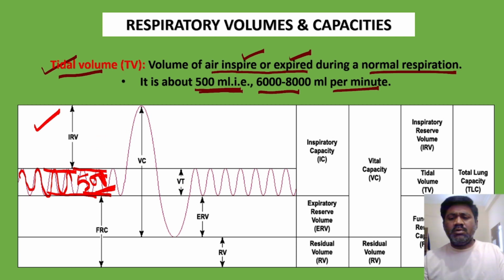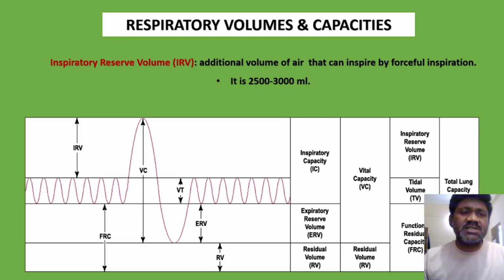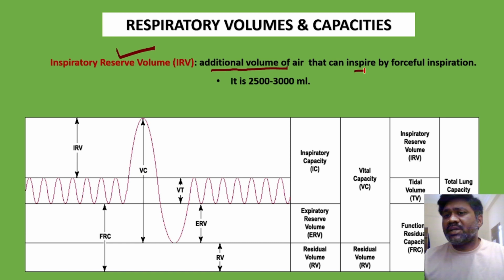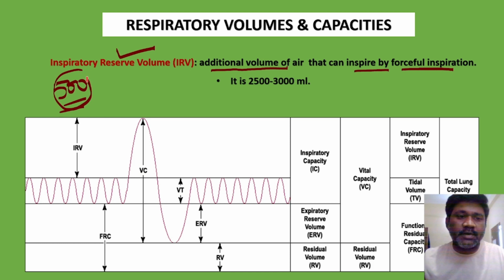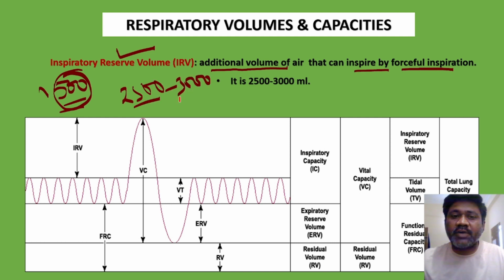Okay, now inspiratory reserve volume. Inspiratory reserve volume means what? IRV is the additional volume of air that can be inspired by forceful inspiration. Generally, we can inhale 500 ml in one inhalation. But if we inhale forcefully, apart from this 500, we can inhale how much? 2500 to 3000 ml of air.